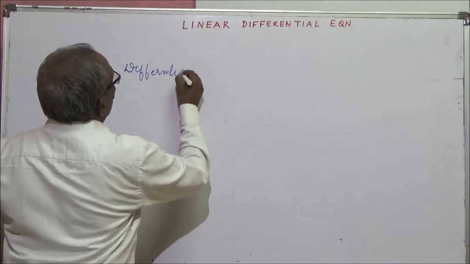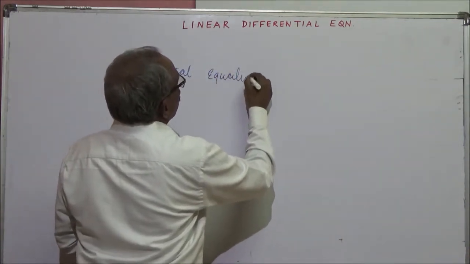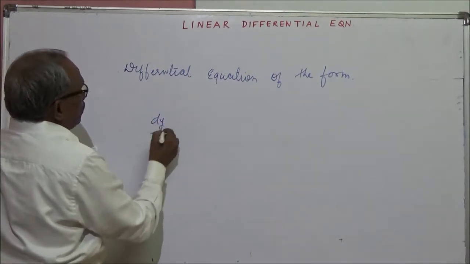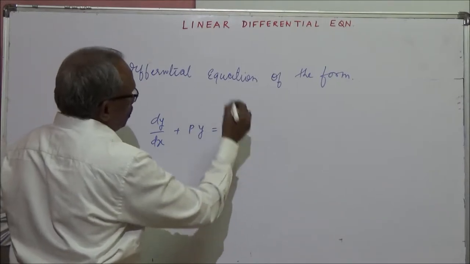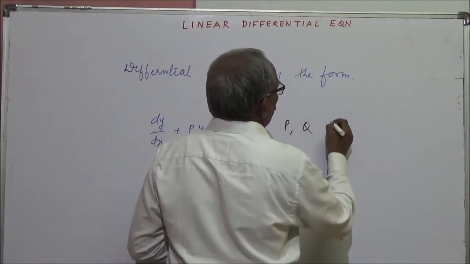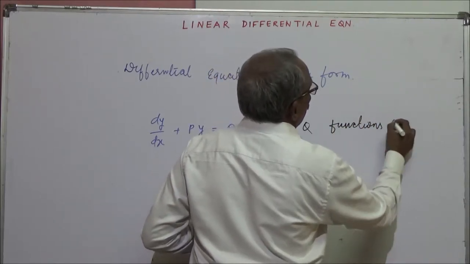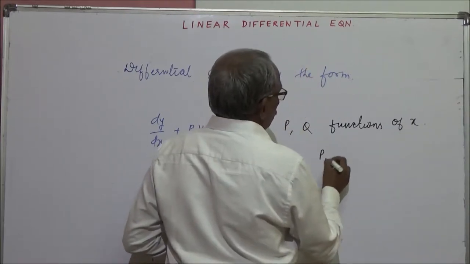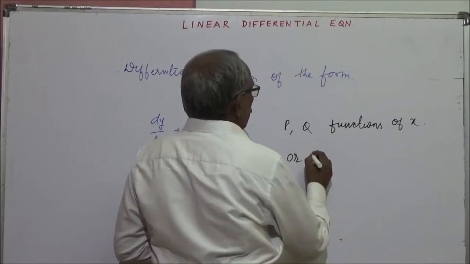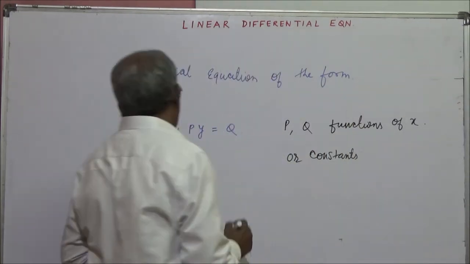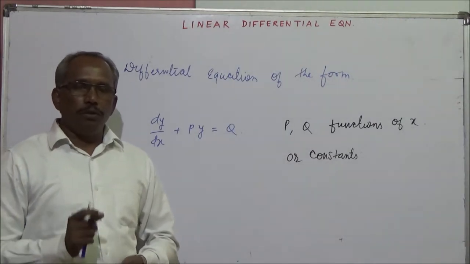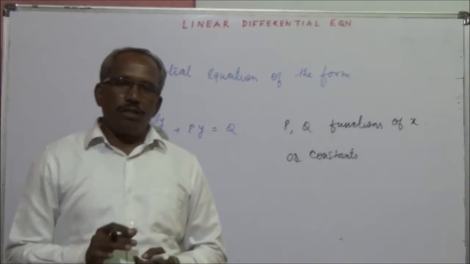A differential equation of the form dy by dx plus py is equal to q. Here p, q are functions of x, or p, q are constants. So any differential equation of the form dy by dx plus py is equal to q, where p and q are any functions of x or constants.